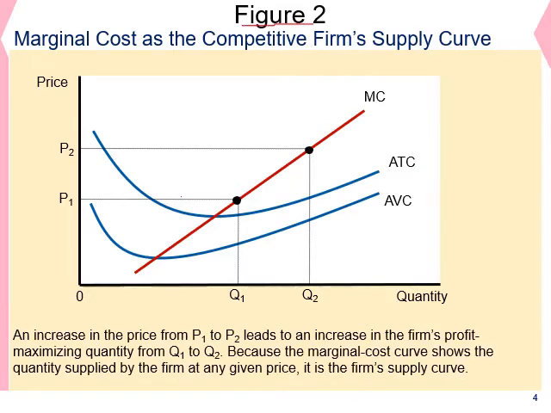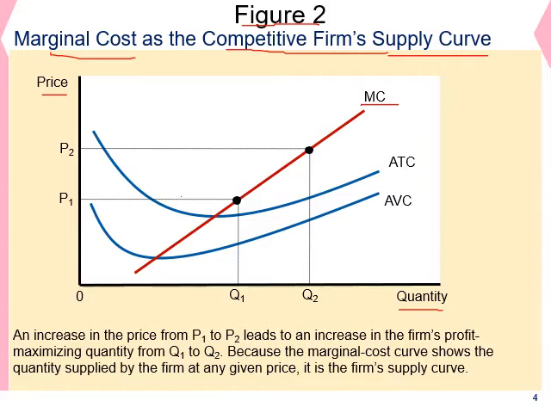Figure 2 talks about marginal cost as the competitive firm's supply curve. Here in this figure, we have quantity on the horizontal axis, the x-axis, and price on the vertical axis, the y-axis. You can see that the marginal cost is positively upward sloping.